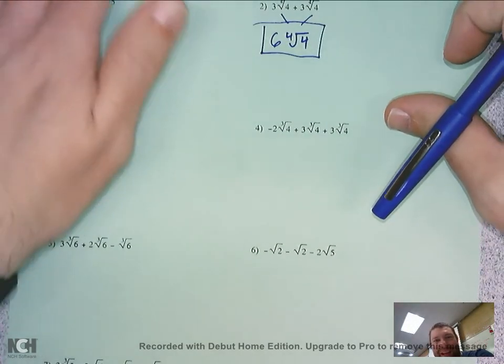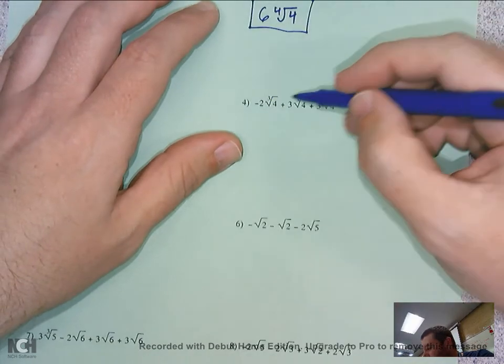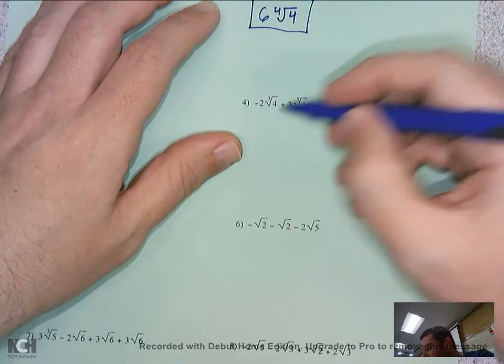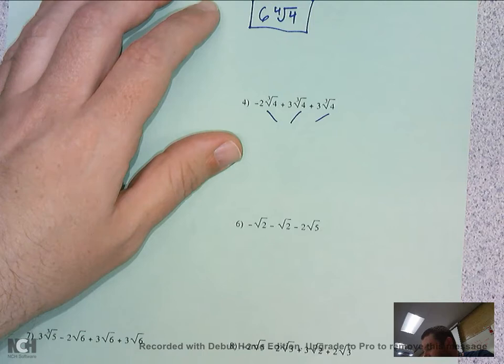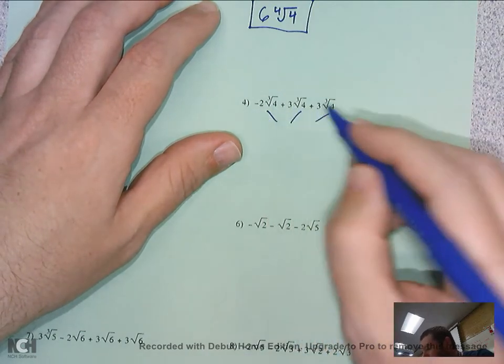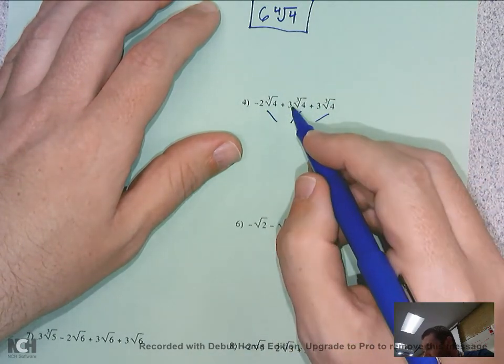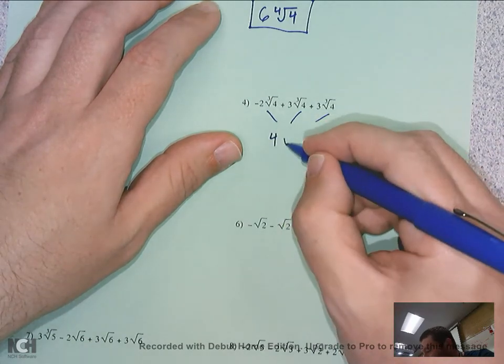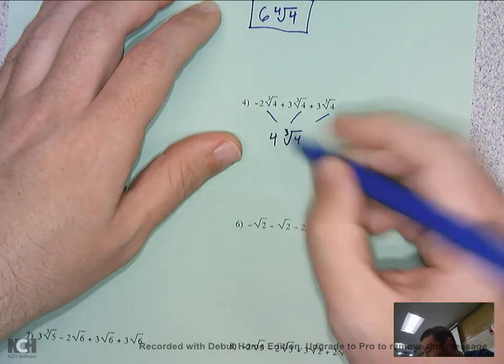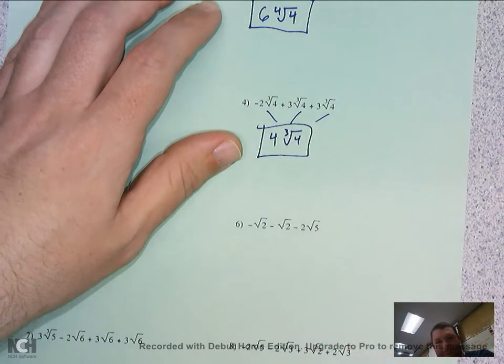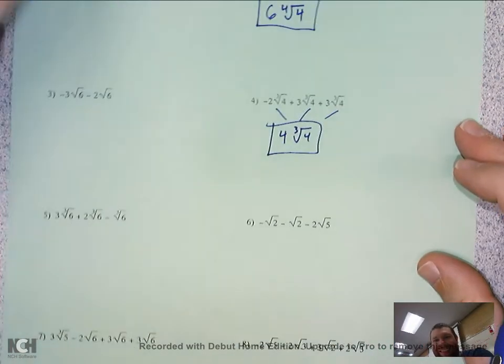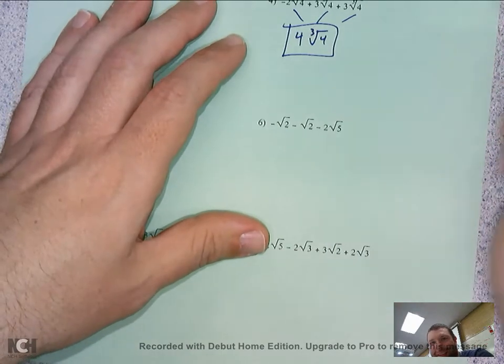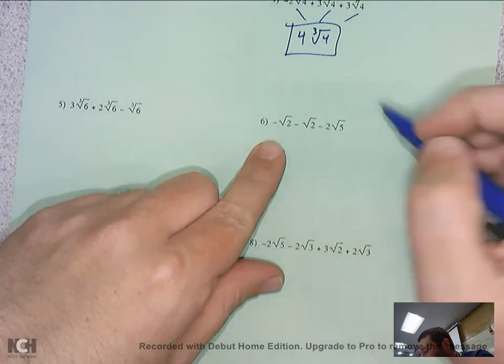Okay, kind of the same idea with this next one. This next one I have cube roots of 4, so I can combine all of those. And I'm just adding the numbers in front. So negative 2 plus 3 is 1, plus 3 is 4. So I have 4 times the cube root of 4. And I'm done. Voila.